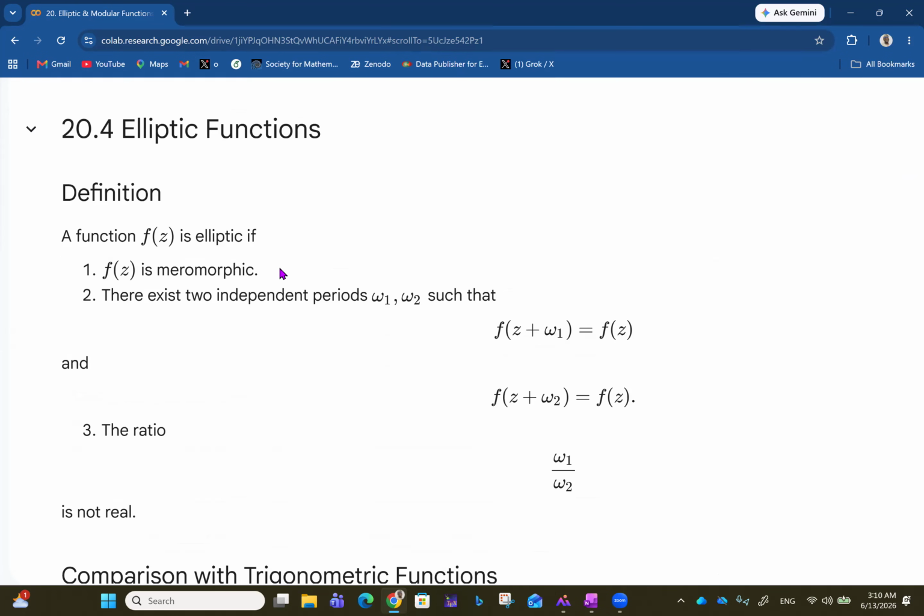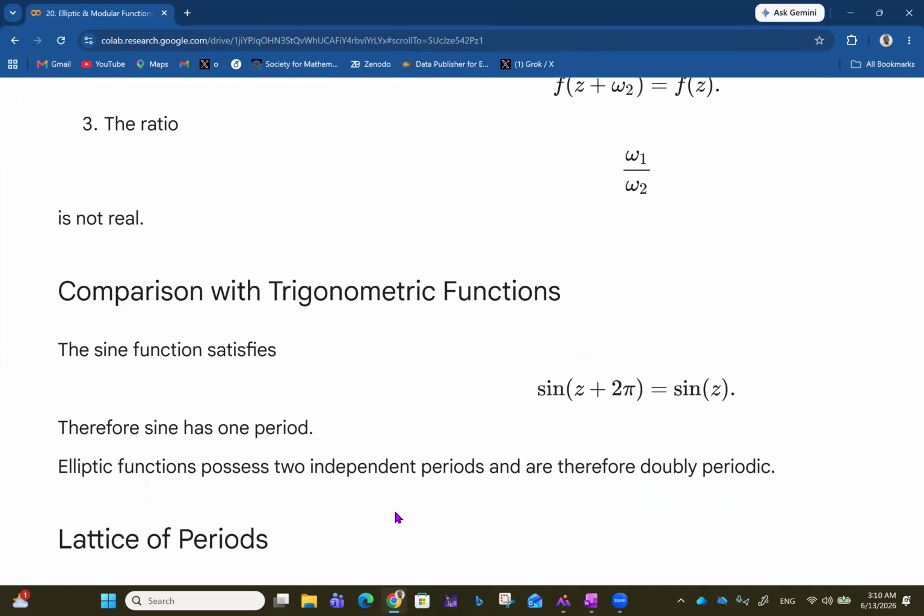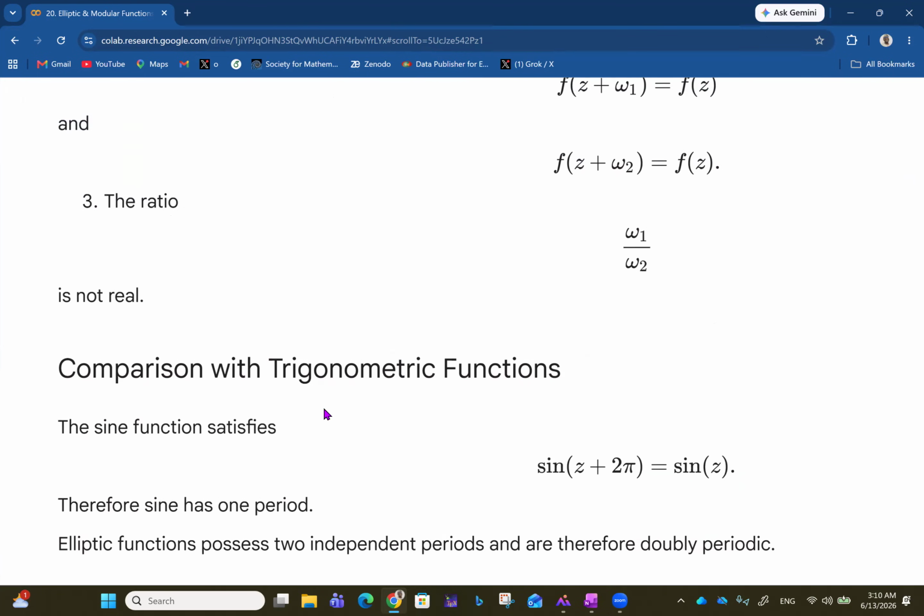A function f of z is elliptic if f of z is meromorphic and there exist two independent periods, omega 1 and omega 2, such that f of z plus omega 1 is equal to f of z, and f of z plus omega 2 is also equal to f of z. Then the ratio omega 1 over omega 2 is not real, it's complex.